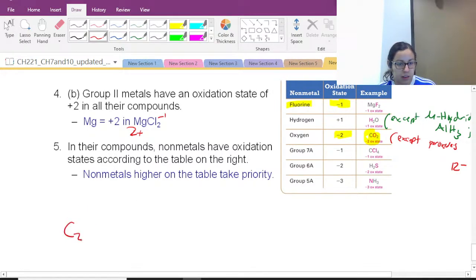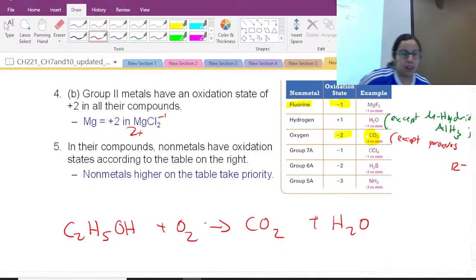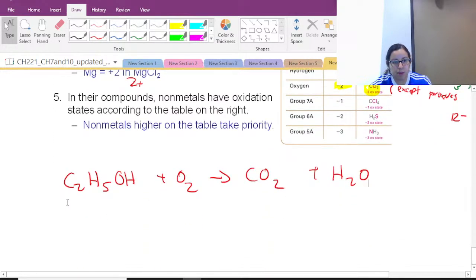And so let's do C2H5OH plus oxygen gives us CO2 plus water. And so let's go through these oxidation states and see what happens. What we find is, again, this is just a formality at this point in the course. Like I said, we're going to revisit it later and take a better look at these carbon structures.